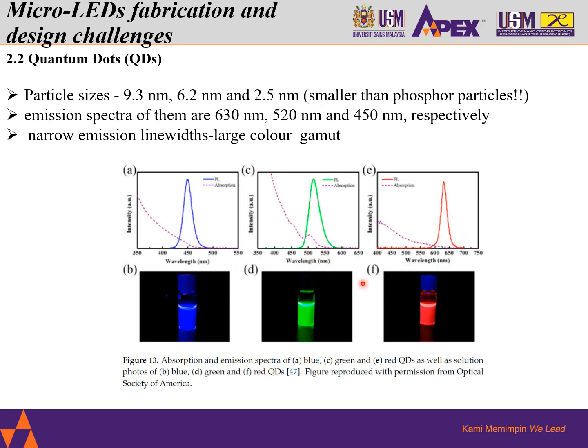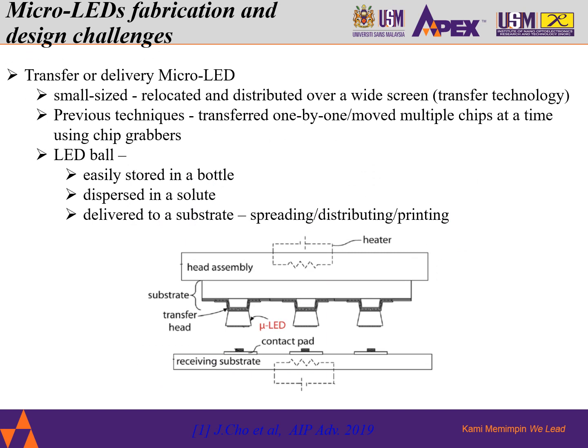So you can see here, these are the different sizes and different colors that can be produced with the quantum dots. This can be achieved due to the narrow emission line bandwidth of RGB quantum dots. Then we can achieve a large color gamut. The next challenge is the transfer or delivery of the micro LED. For example, small size wafers must be relocated and distributed quickly over a wide screen area via so-called transfer technology.